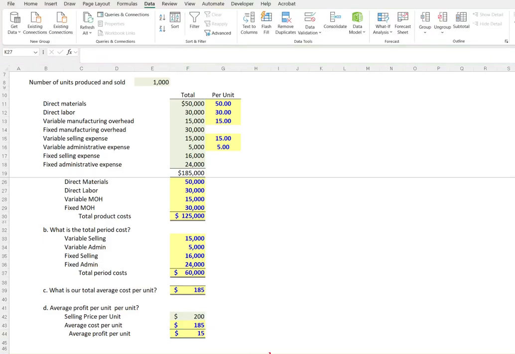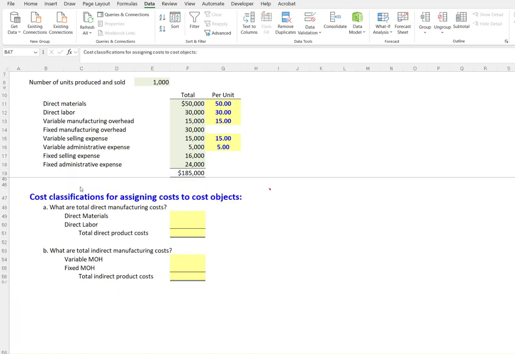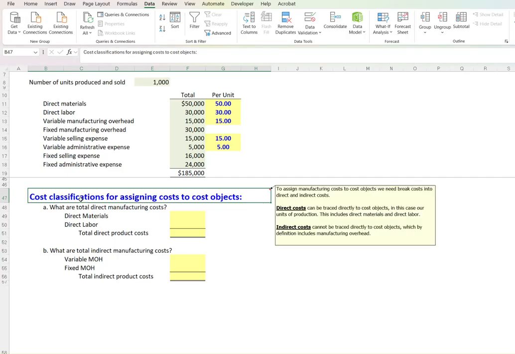Keep that $15 per unit in mind, because we're going to see our profit per unit will change. It'll go up if we produce more units and can spread our fixed cost out over more units. All right, let's go ahead and think about how we would break our costs down between direct costs and indirect cost if we want to assign them to cost objects. And in this case, our cost object is going to be units of production.